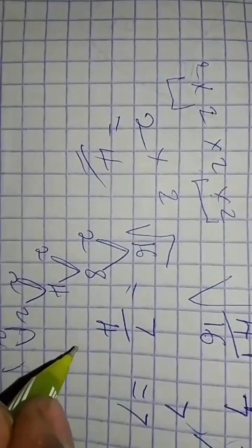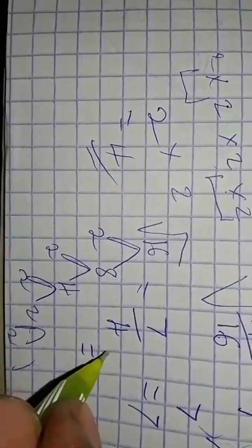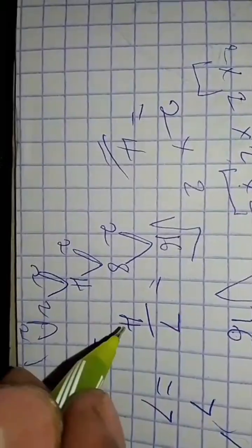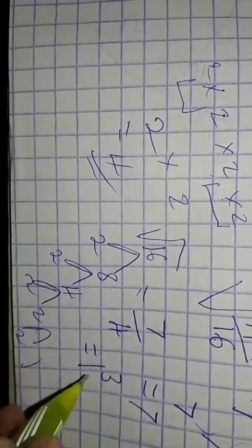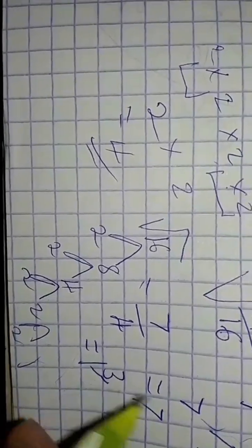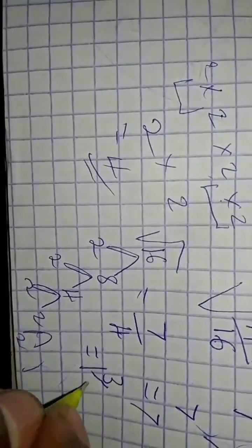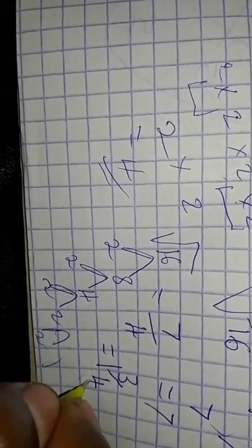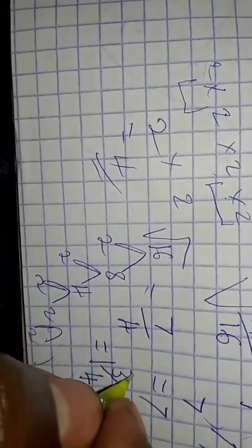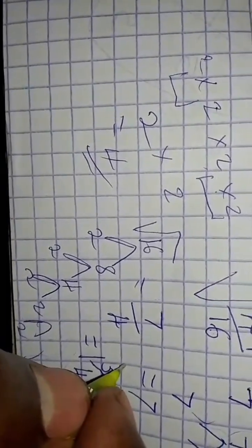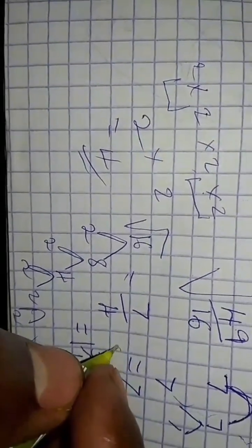And then you convert it into a mixed fraction by dividing 7 over 4. So you get 1 remainder 3, and you put 4, which was the denominator. That is how we work on square roots of fractions.